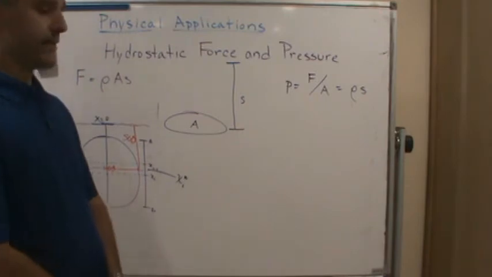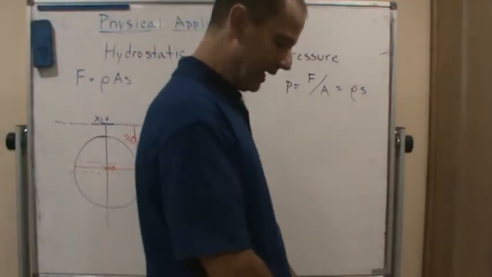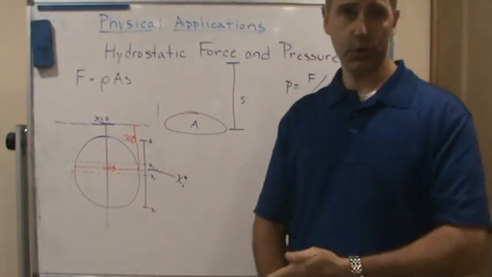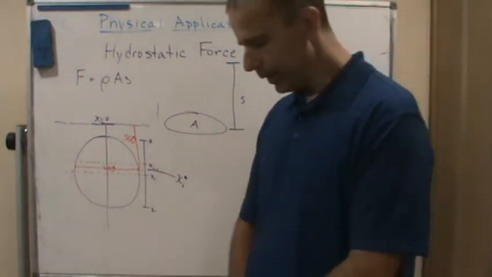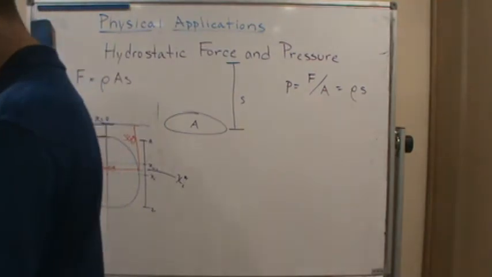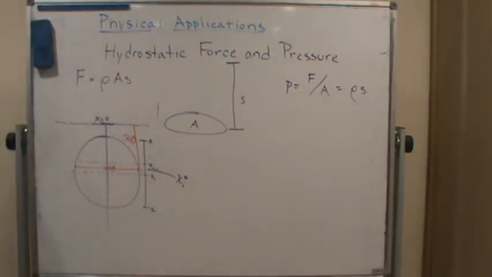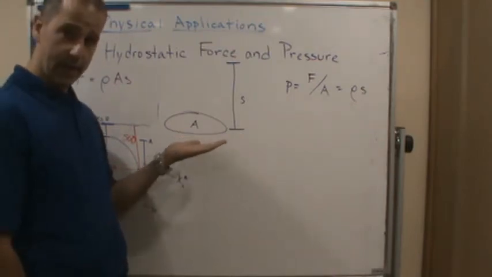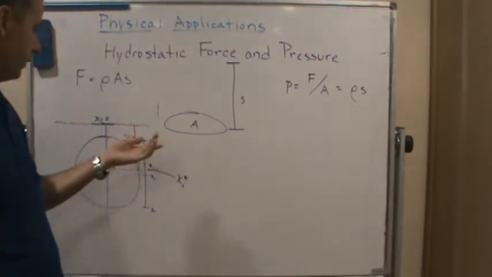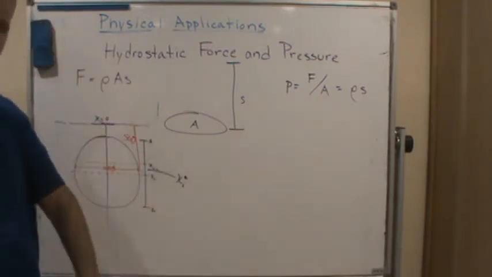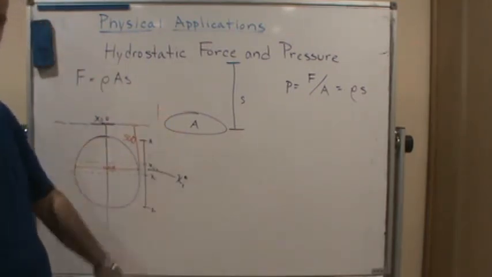So now let's assume that we do have a disk. Let's say we have a thin disk, a plate, and we have it submerged horizontally. And we want to calculate the hydrostatic force on the plate. Now, if it's horizontal, that's easy because the depth is the same, and so all you do is use this formula, you're done, boom. So it's a straight multiplication.